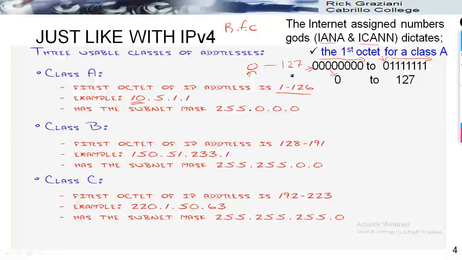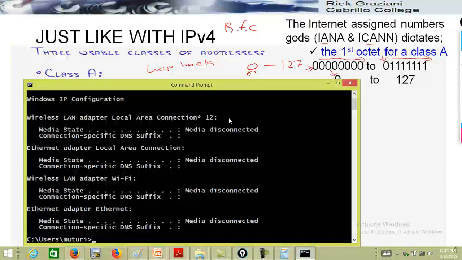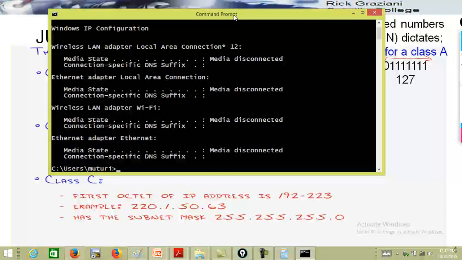You can't have an IP address that you can assign to a machine that is a 0 like that. And 127 is taken. Yeah, it's taken for what we call a loopback IP address.